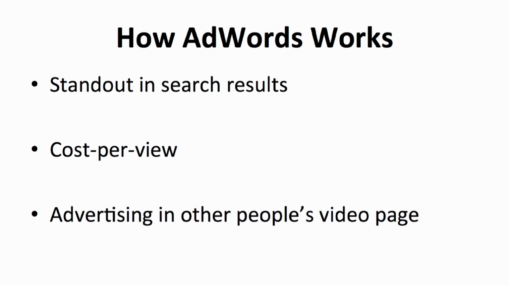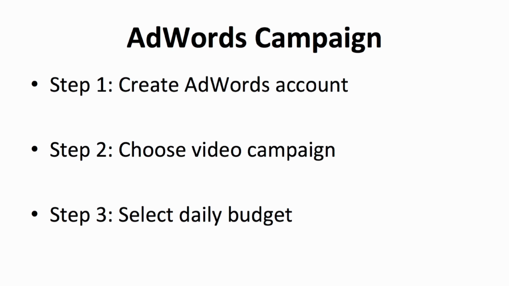Other than appearing on top of the search results page, Google does advertising in other people's video pages as well through in-stream or in-display. You don't need to worry about getting permission from the video owner. Google already did that for you. Do not forget that getting views is one of the factors that affects your rank.